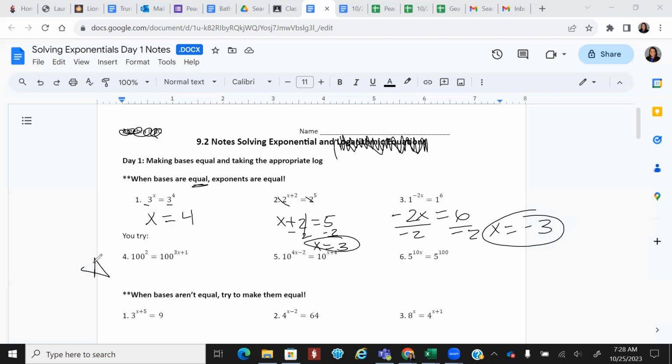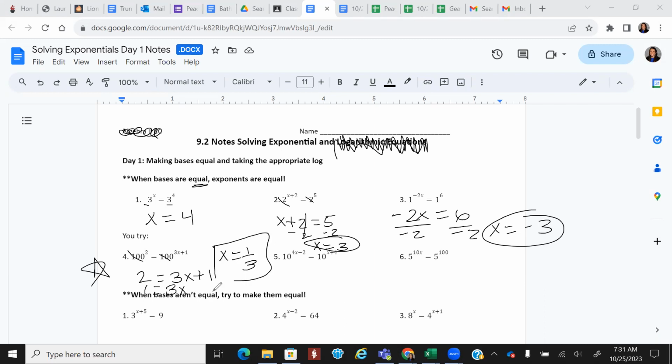Go ahead and try 4, 5, 6. All right, what do we do? Get rid of the 100s. Okay, now what? Minus 1. And then what? Divide by 3. So that's going to give me x equals 1/3.